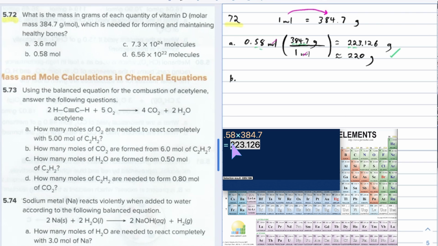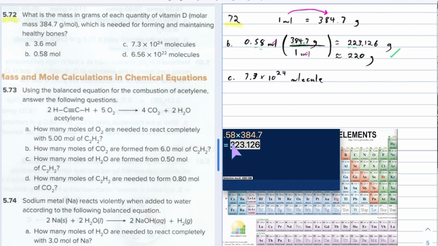So for B, we are dealing with a certain number of moles. I did B, I'm sorry. We're going to do C. So that was B. Now for C. So how many grams is 7.3 times 10 to the 24 molecules? Okay, and if we convert molecules to moles, we can use the molar mass to get to grams.